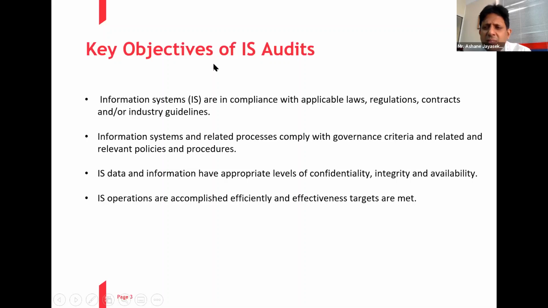So key objectives, all these are overlapping, duplicating. Sometimes I may repeat certain points, but what do you mean by objectives? Information systems must comply with applicable laws, regulations, or industry guidelines. Now, this is more so in highly regulated industries like banks, finance companies, where you have a regulator issuing directives on maintaining proper IT governance. So you need to read up, depending on the industry that your organization is operating in.